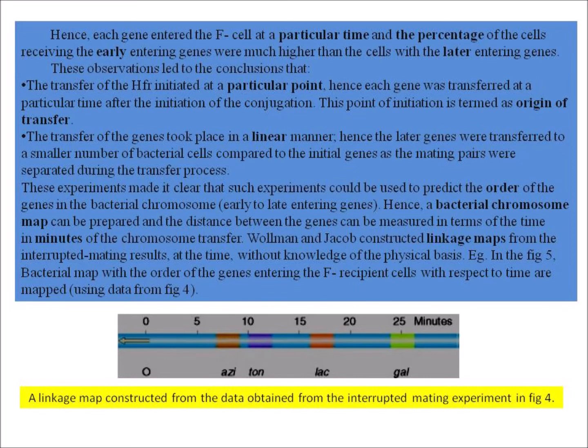These experiments made it clear that such experiments could be used to predict the order of the genes in the bacterial chromosome. Hence, a bacterial chromosome map can be prepared and the distance between the genes can be measured in terms of the time in minutes of the chromosome transfer. Wollman and Jacob constructed linkage map from the interrupted mating results at the time without knowledge of the physical basis. For example, in the figure, bacterial map with the order of the genes entering the F minus recipient cell with respect to time are mapped using data from figure 4 that is given below.